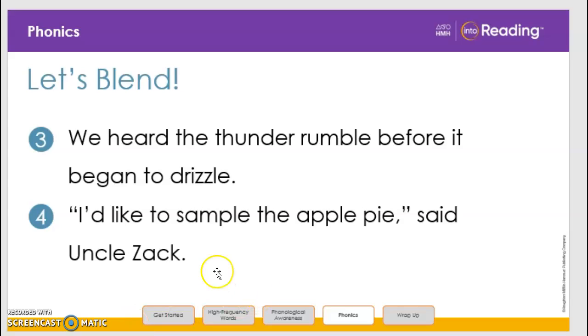Good job. All right, we heard the thunder rumble before it began to drizzle. Let's read the next sentence. I'd like to sample the apple pie, said Uncle Zach.